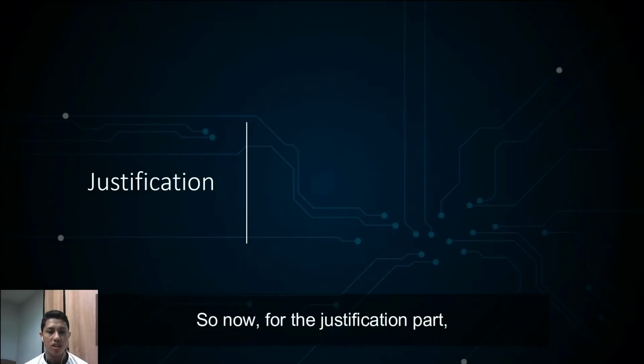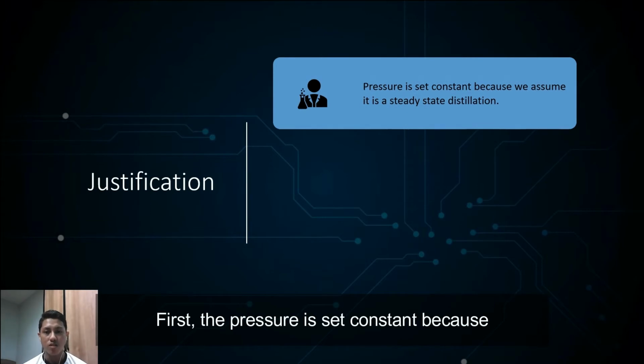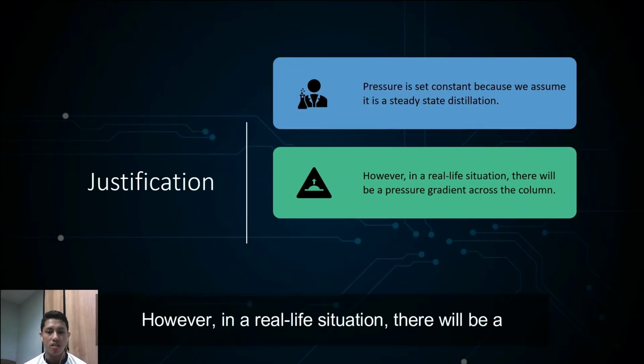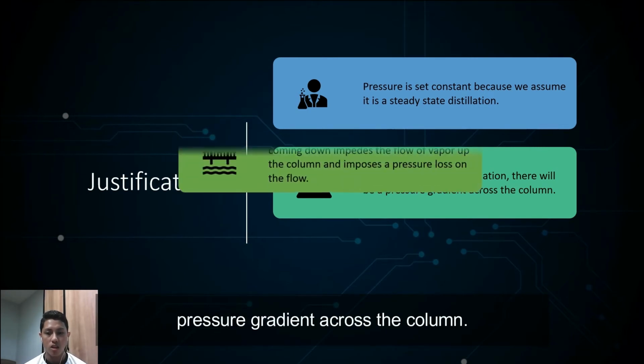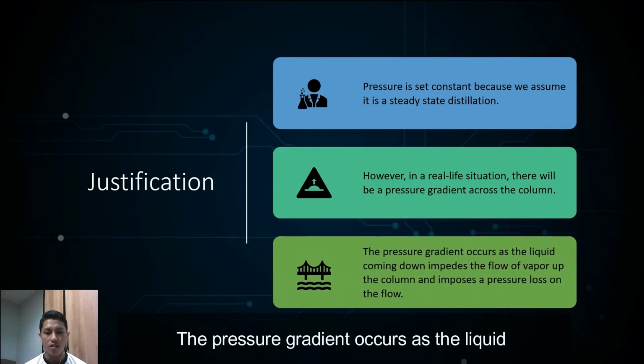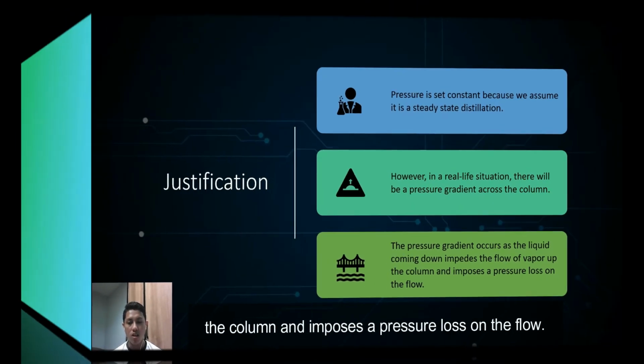So now for the justification part. First, the pressure is set constant because we assume it is a steady state distillation. However, in a real-life situation, there will be a pressure gradient across the column. The pressure gradient occurs as the liquid coming down impedes the flow of vapor up the column and imposes a pressure drop below the flow.